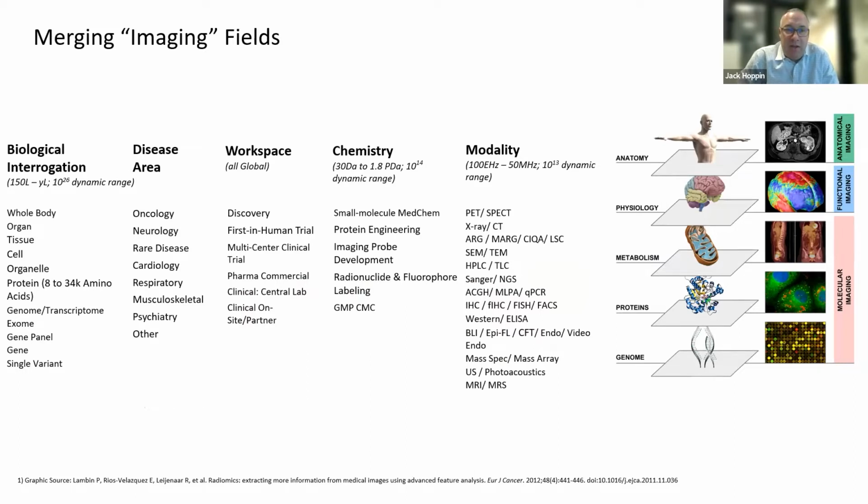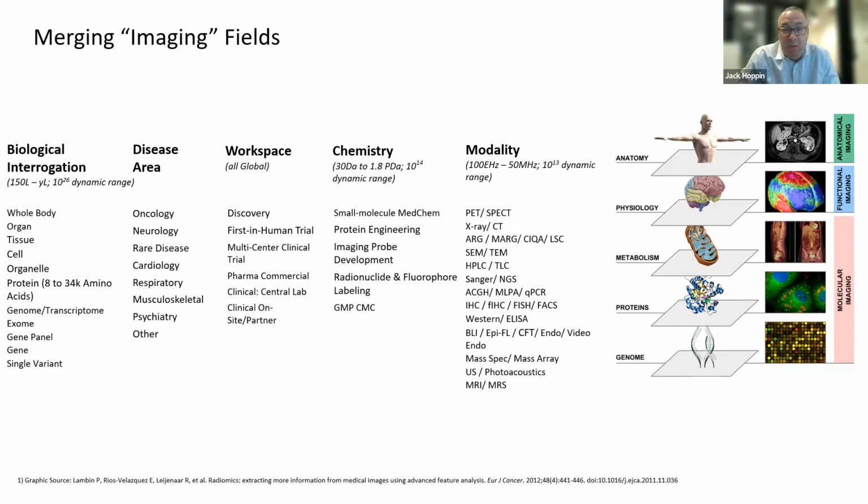From a biological interrogation range, I just showed that 10 to the 26th dynamic range from a whole body down to a single variant. I think there's 37 trillion cells in the human, so it's important to have a pretty good range. In terms of disease area, we cover it all. In terms of workspace as researchers, from discovery through ultimately being in clinical practice at a hospital.